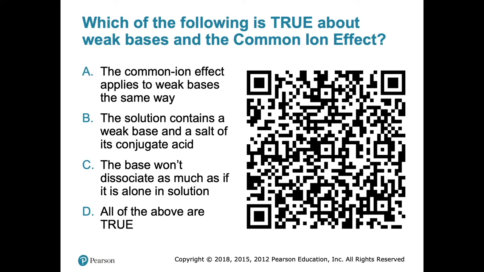The answer is, in fact, D. All those are true, and they do apply to weak bases the exact same way. This time, it's going to be a weak base and the salt of a conjugate acid. Because it's not an acid, it's going to be the conjugate acid. And then, remember, in the one about weak acids, it was like will be more, right? But this one is will be less, so that's correct. And so all of these are true. Okay.